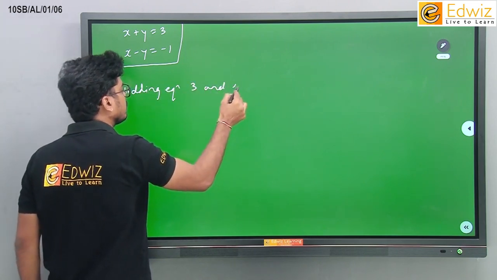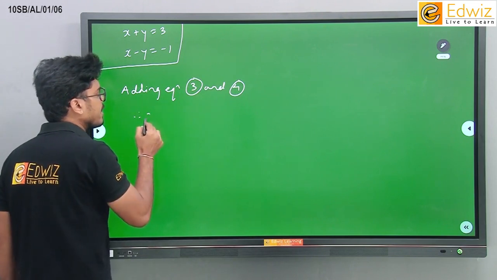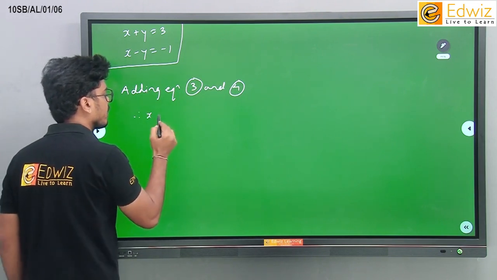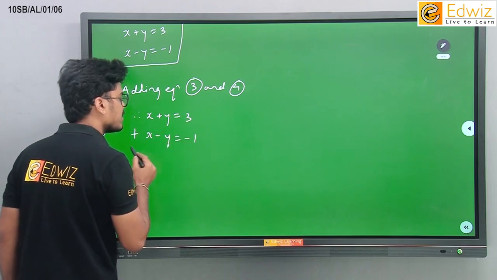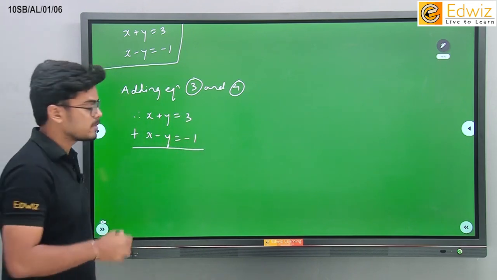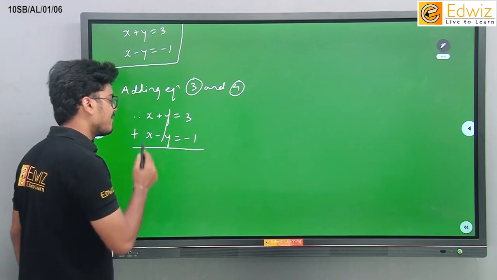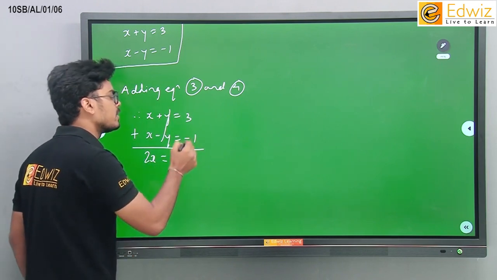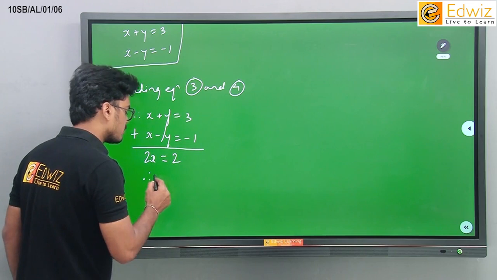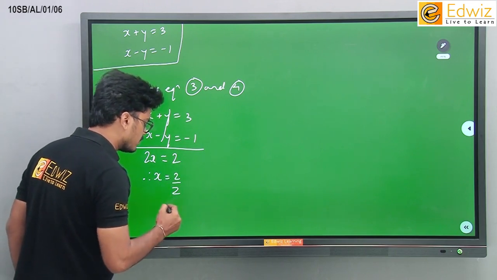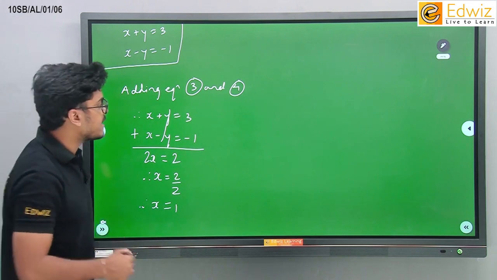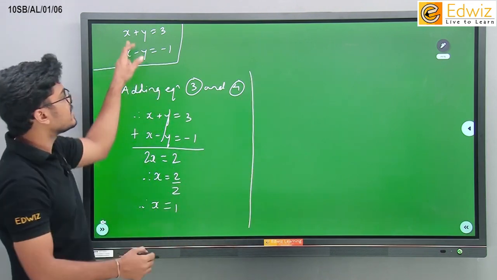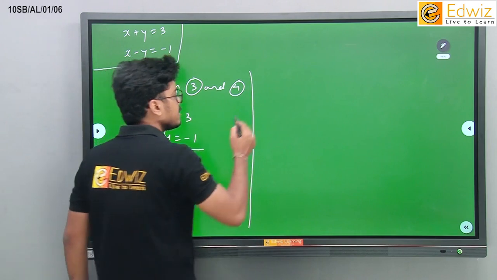Okay, so x plus y equal to 3 plus x minus y equal to minus 1. There will be no sign change because we are just adding them. y will get eliminated, 2x will be equal to 3 minus 1, that is 2. So the value of x is 2 upon 2, that is just 1. Once we get the value of x, substitute it in any of these two equations. You will get y also.